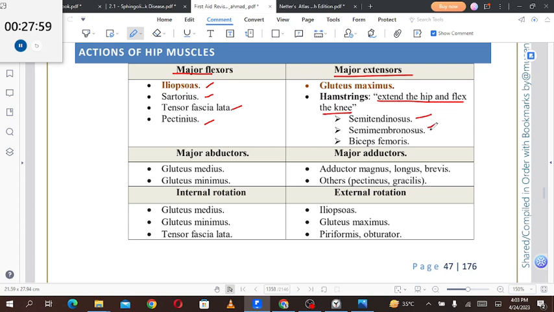Semitendinosus, semimembranosus, and the biceps femoris extend the hip and flex the knee. So they are hip extensors along with gluteus maximus. And for the major flexors, we have iliopsoas, sartorius, tensor fascia lata, and pectineus. Any muscle that crosses both joints, the hip and knee joint, will act on both joints, though that's not a rule. Here you can see that the hamstrings cross both joints, so they will be extending the hip and flexing the knee, right? Okay, let's keep it till here.